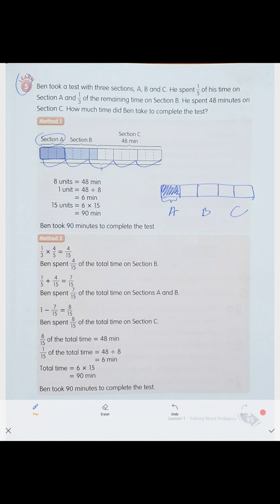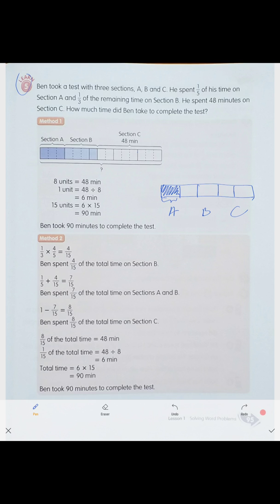And 1/3 of the remaining time on section B. How do we split these 4 units into 3 parts? We're gonna take every unit and split it into 3 parts. Take every unit and split. And this is what they did.